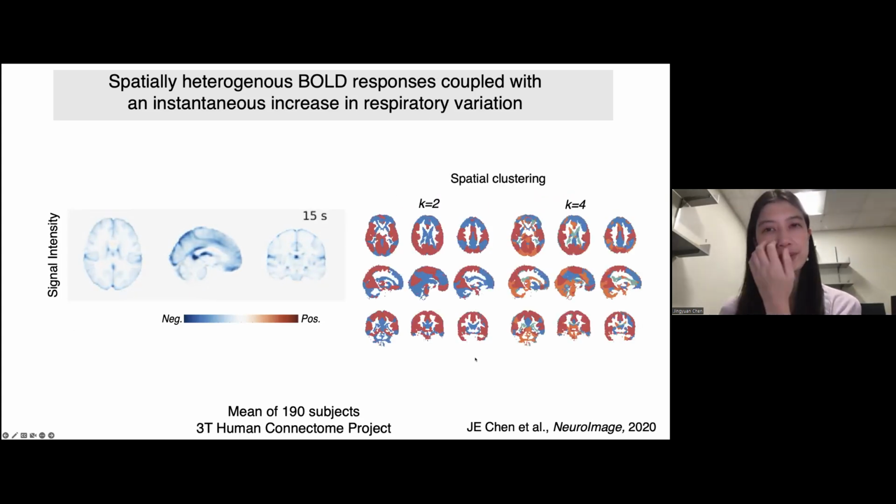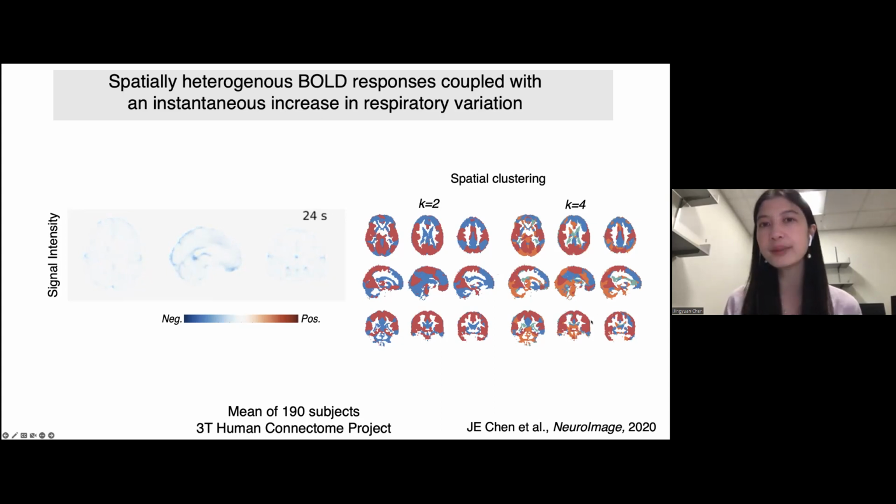And if you do a spatial clustering to look at the patterns of these 4D dynamics, where different colors highlight different cluster membership, you can already see some structured patterns, symmetric between left and right hemispheres, that mimic those brain network structures.